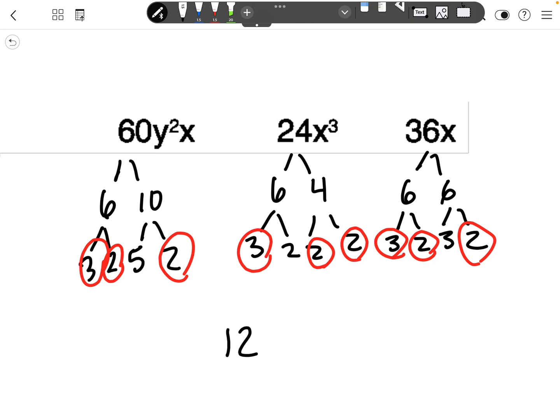I only have Y in one of them. The other 2 don't have Y, so I can't take out any Y's. I have 1 X, 3 X's, and 1 X, so I can only really take 1 out of all of them since 2 of them only have 1. So my GCF of those 3 would be 12.